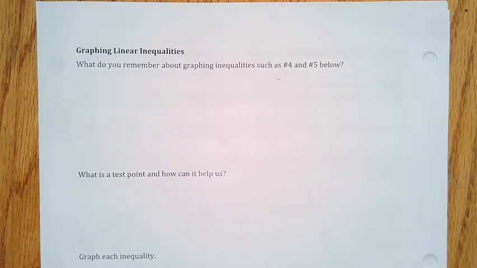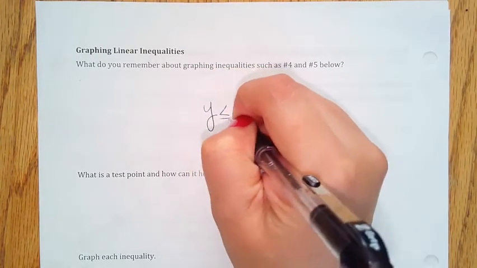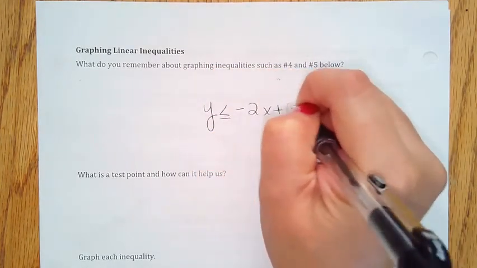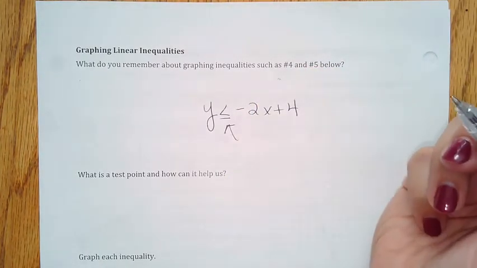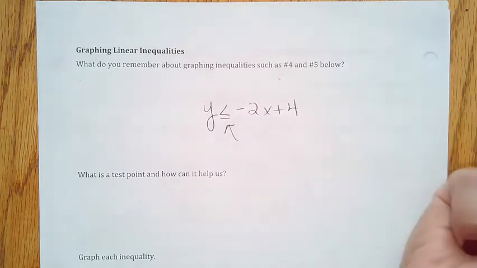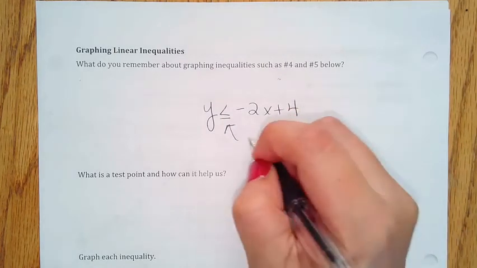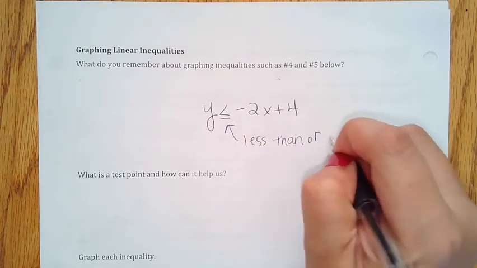Okay, I'm going to assume you paused, and you're starting it up again. So, inequalities. I'm going to write number 4 up here: y is less than or equal to negative 2x plus 4. What makes this a linear inequality is that it is still in the y equals mx plus b form. The only difference is this sign right here, which is a less than or equal to.